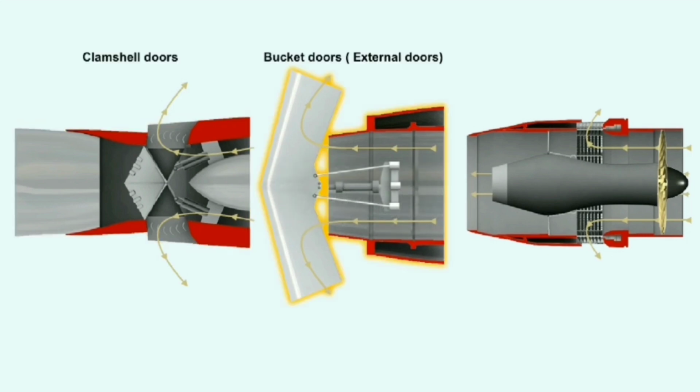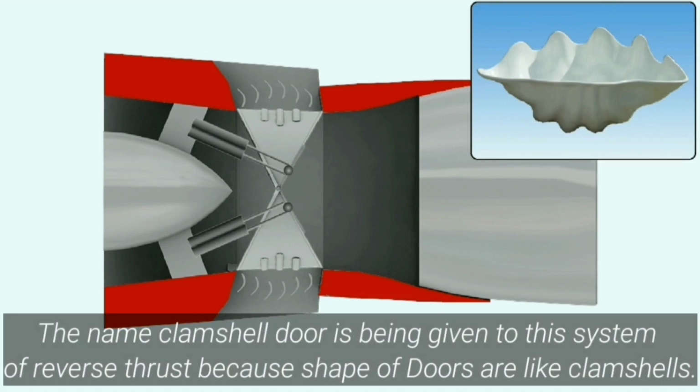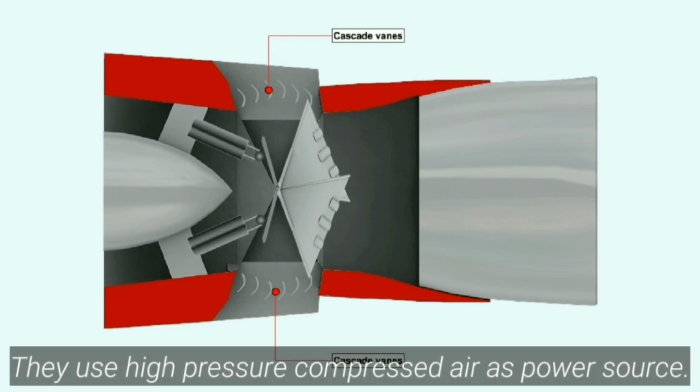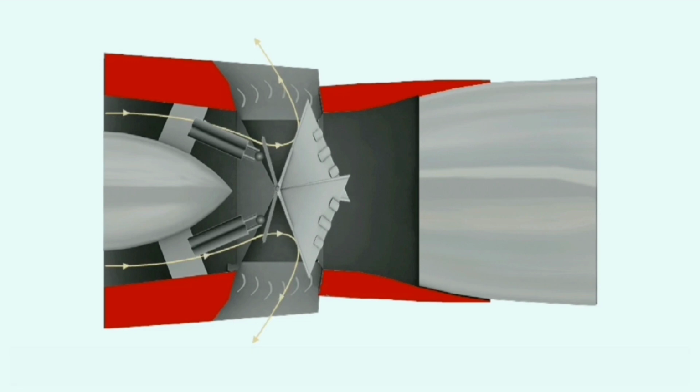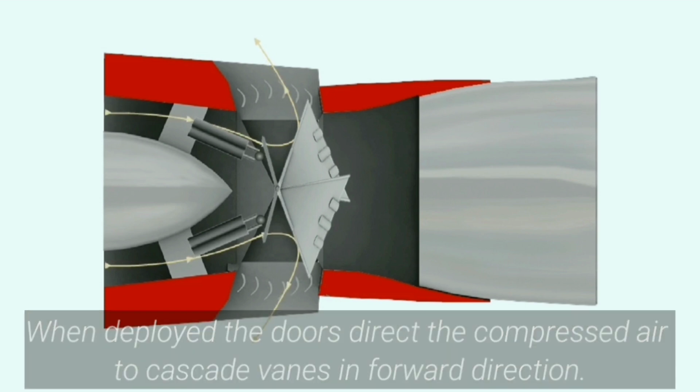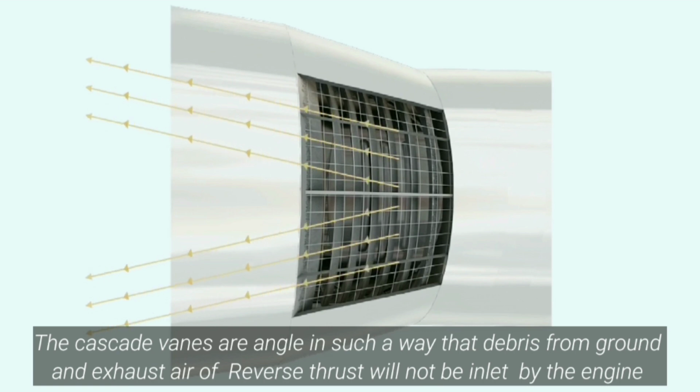clamshell doors, bucket doors, blocker doors. The name clamshell door is given to this system of reverse thrust because the shape of the doors is like clamshells. They use high pressure compressed air as a power source. When deployed, the doors direct the compressed air to cascade vents in the forward direction. Cascade vents are angled in such a way that debris from the ground and exhaust air will not be taken in by the engine.